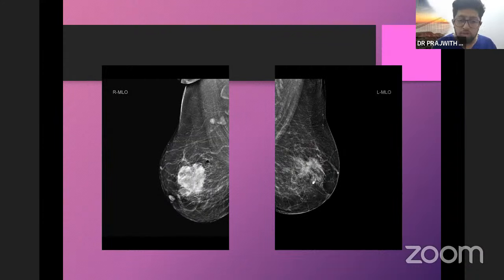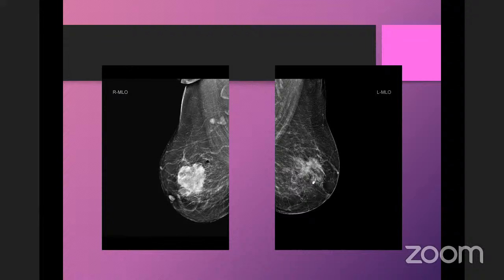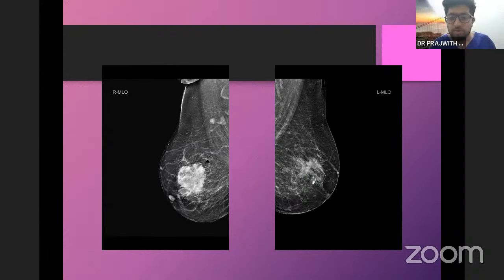So what will you do next? In your hospital, there is only a mammograph. What can you try doing there? So, ultrasound we can use along with it. Your hospital doesn't have ultrasound. You have only a mammograph in your hospital. What can you try doing?